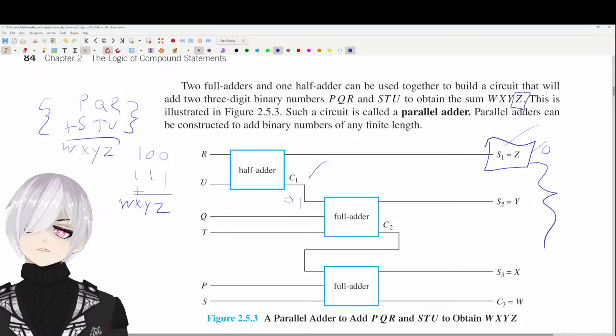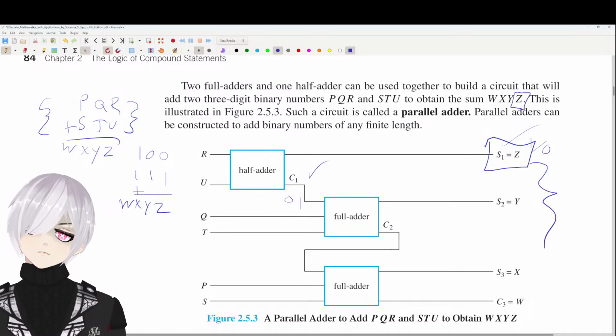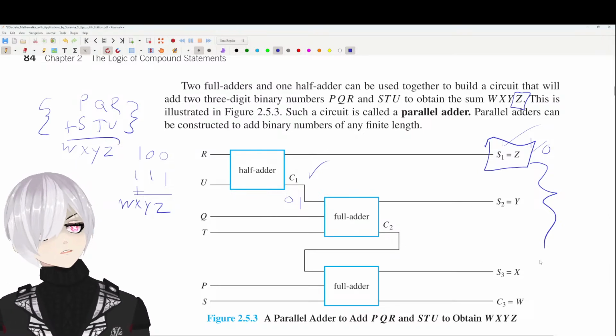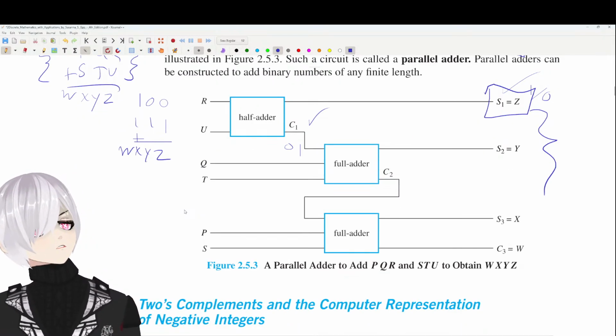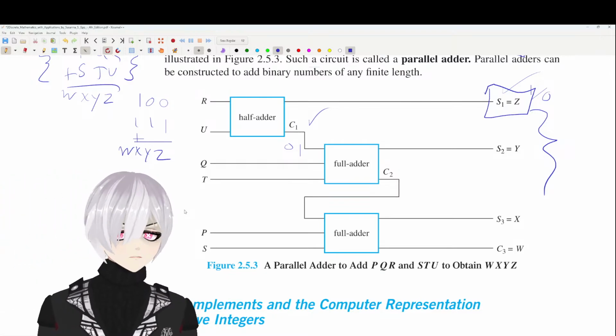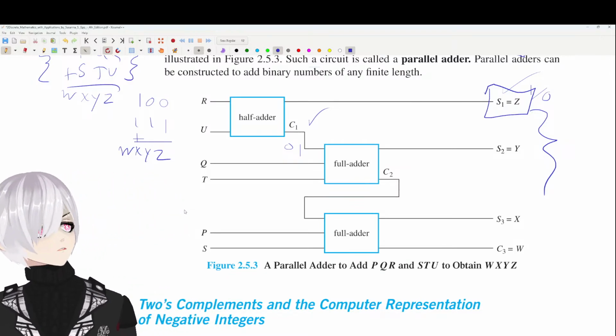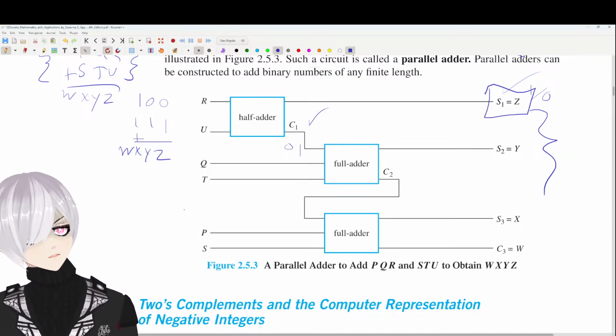I guess they can just do PQR plus STU, going column by column, starting with the rightmost one. So the rightmost column is R plus U. We'll call the result of that C1 S1. S1, whatever that is, is going to be the rightmost digit of the whole answer, which is Z, because we're assuming the whole answer is WXYZ. Okay, let's move on down the tree here. So S1 is our Z.